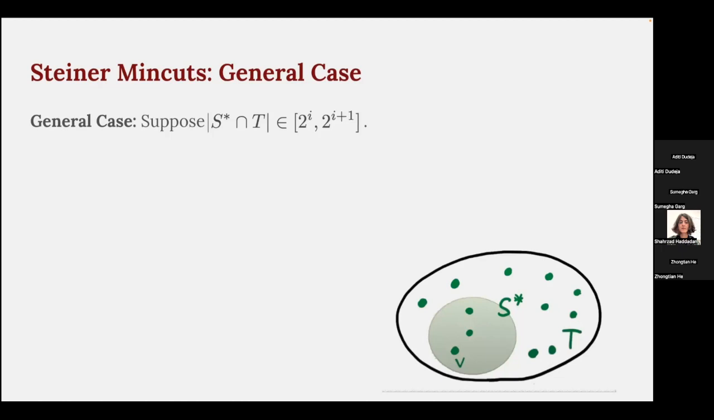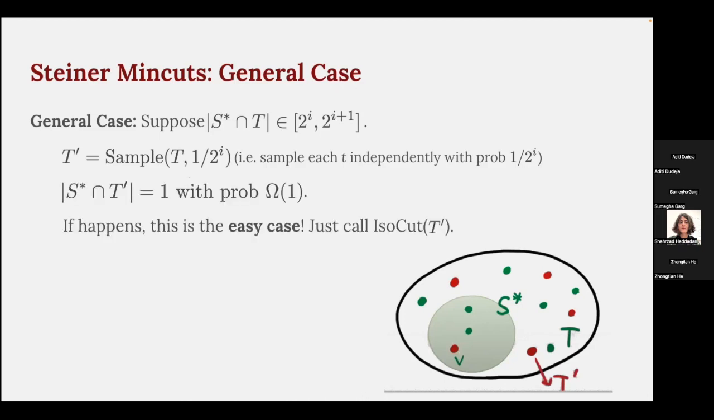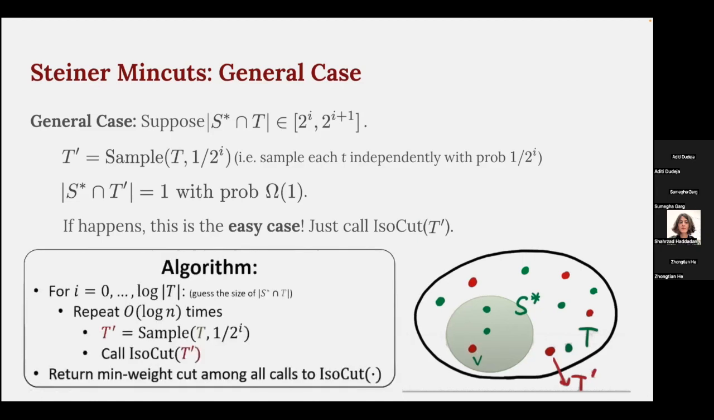Yeah, but it turns out that, yes. Yeah, exactly. So we sample a subset of terminals. As long as there exists exactly one terminal that's in this side of the standard Mincut, then we are good. So then we just call it. But we don't know how large this intersection part is, but we can guess. We can just repeatedly guess, in powers of two, logarithmically many times.